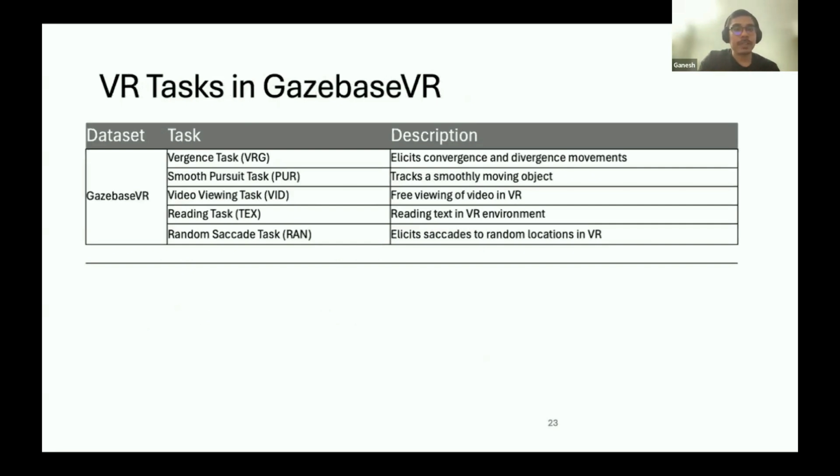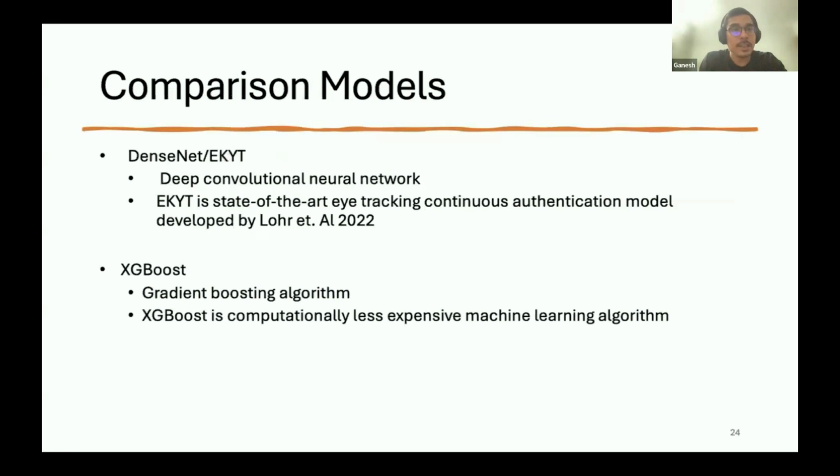If you break down the GazeBase VR dataset, there are 5 tasks in the dataset. I mean, the participants performed 5 tasks. These are jumps, smooth pursuit, video viewing, reading, and random saccade tasks. Each task tries to capture different kinds of eye movements.